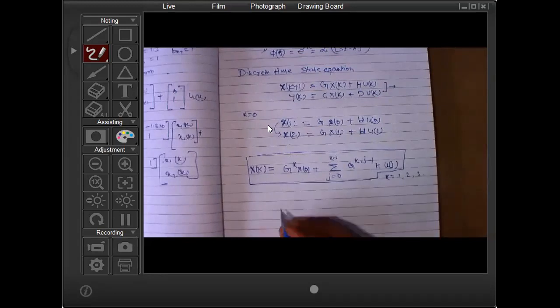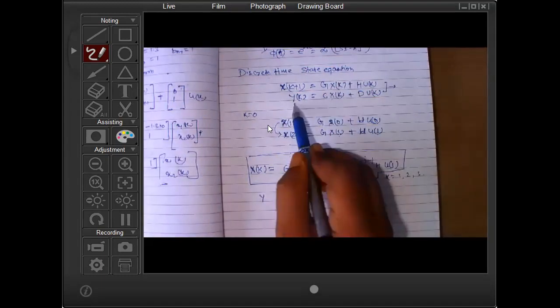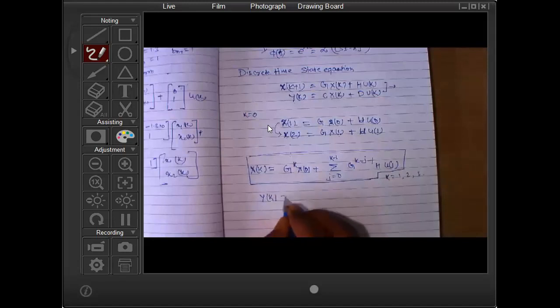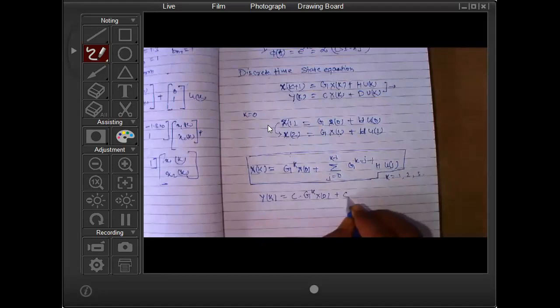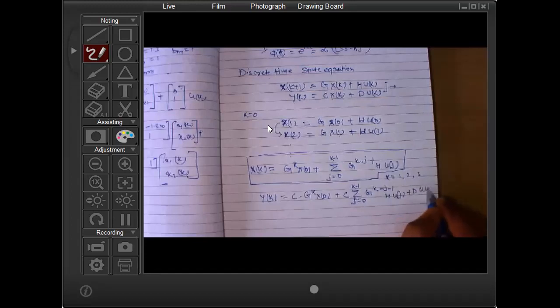So, what is the solution of the output matrix? If you put the value of xk in the output equation, then the output equation becomes C into G^k x0 plus C into the summation from j equals 0 to k minus 1 of G^(k-j-1) H u_j, plus D u_k.